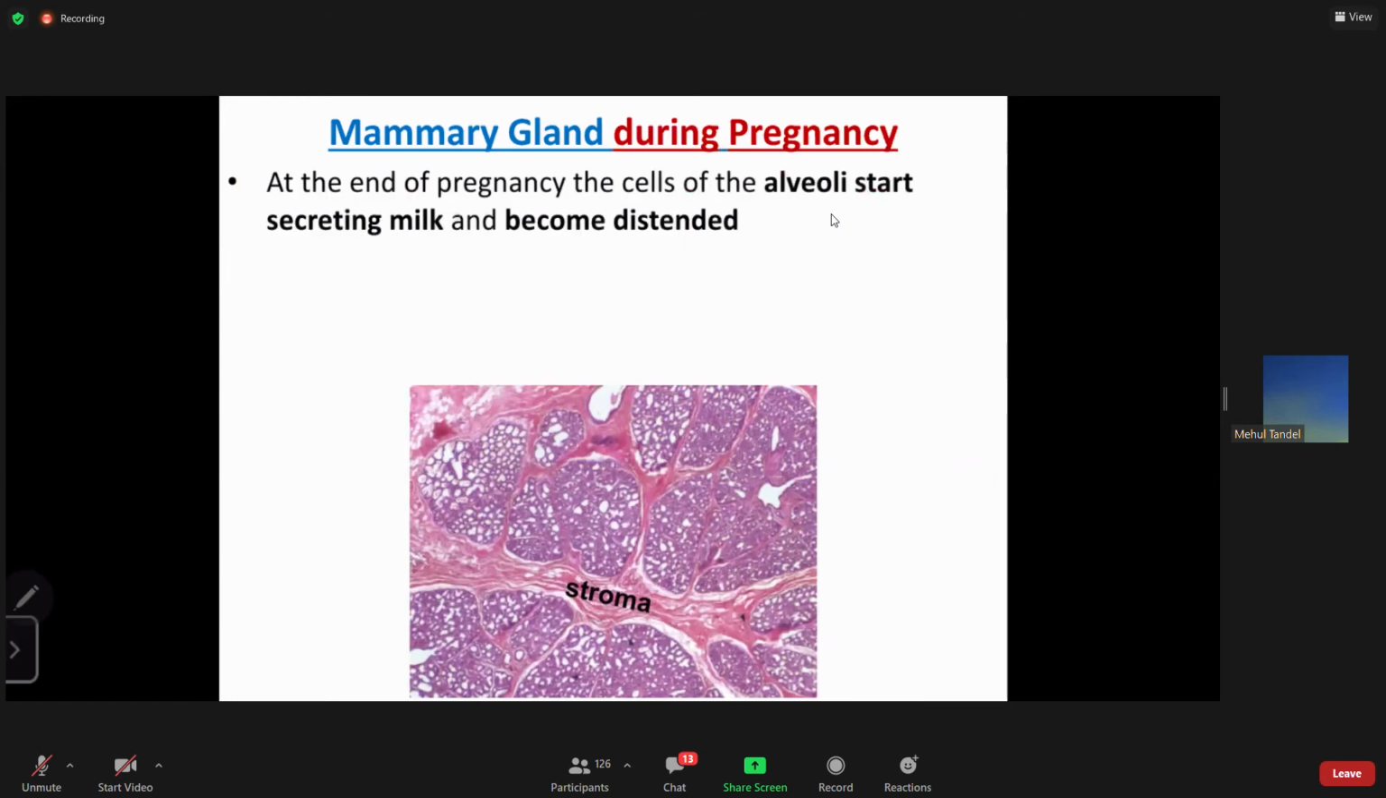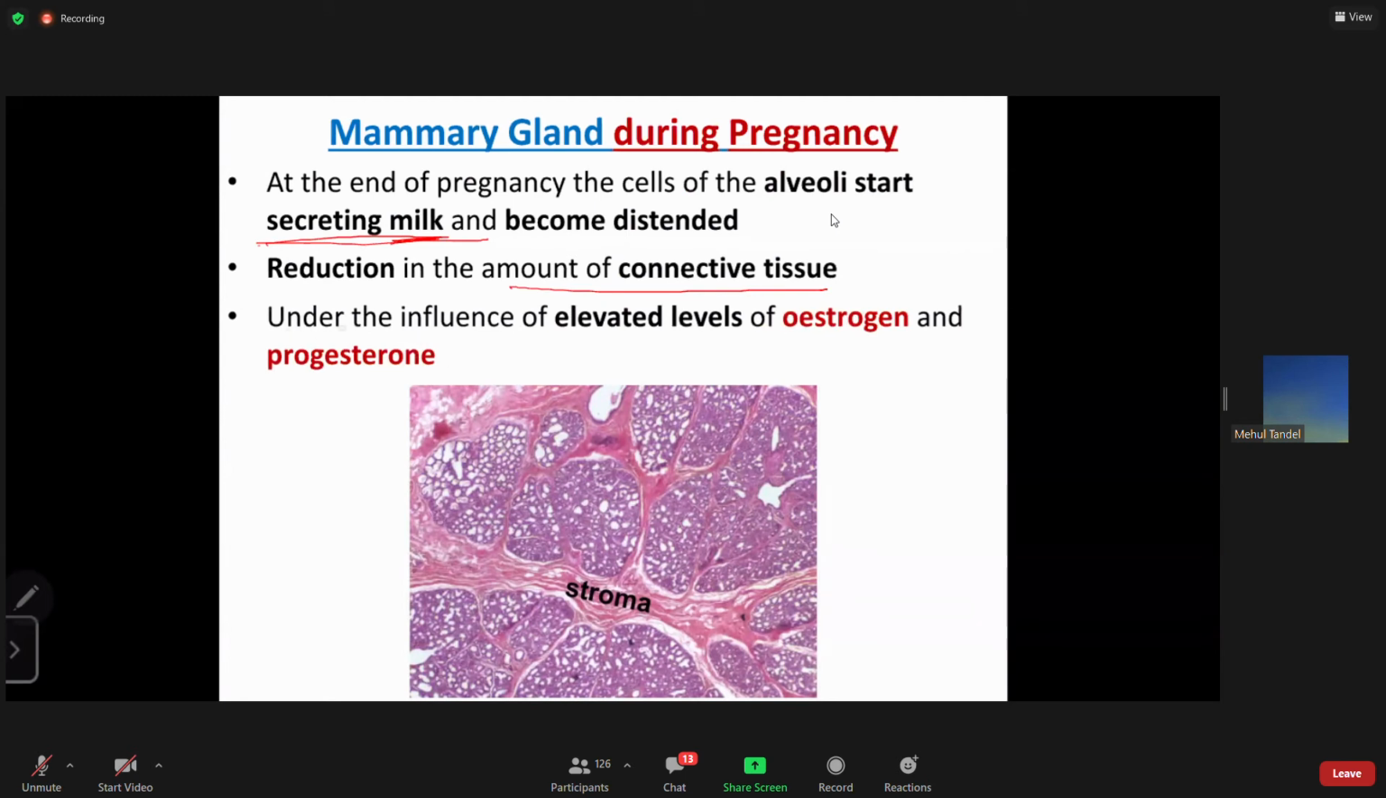Now at the end of pregnancy, the cells of alveoli start secreting milk. Remember, milk secretion start हो जाता है and alveoli become distended. There is a reduction in amount of connective tissue stroma. Clear? And all this happens under the influence of estrogen and progesterone. Clear? So that is about the during pregnancy. अब देखते हैं what happened during the lactation.